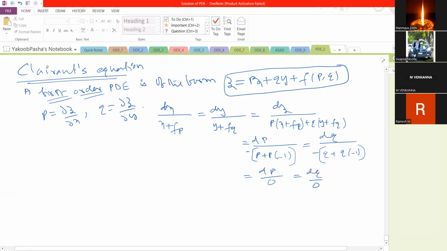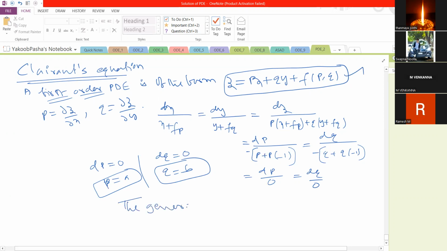Here we can consider dx by x plus yp equal to 0, which means dp is equal to 0. First equation, next equation, consider dq is equal to 0. So p is equal to a, q is equal to b. And to remember, if the equation is in the form z equal to px plus qy plus f of p comma q, then the general solution is just replace p by a and q by b. z is equal to ax plus by plus f of a comma b. This is the general solution.